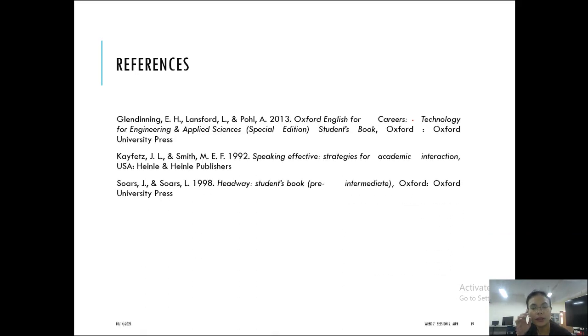That's the material for this week, everyone, and here are the references. Next week, we'll be talking about inventor and invention, and the grammar related to it, which is past tense.